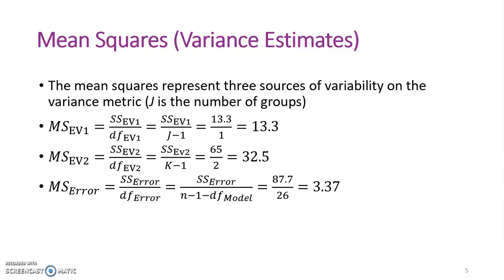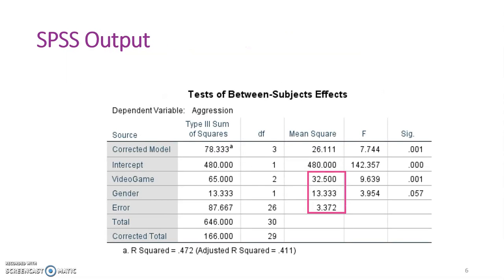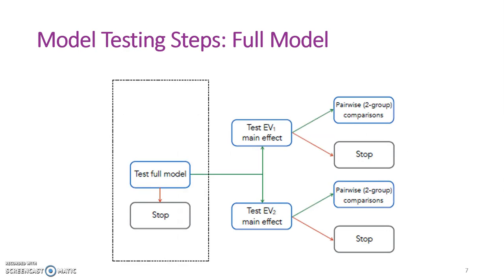Then we have the error degrees of freedom, which is n minus 1 minus the degrees of freedom for the model. The degrees of freedom for the model is 3 because that's the sum of the degrees of freedom from the 2 predictors. Because we have 30 participants, 30 minus 1 minus 3 is 26 degrees of freedom for the mean square error. And here's where we find that information on the mean squares in the SPSS output, and you are familiar with this by now.